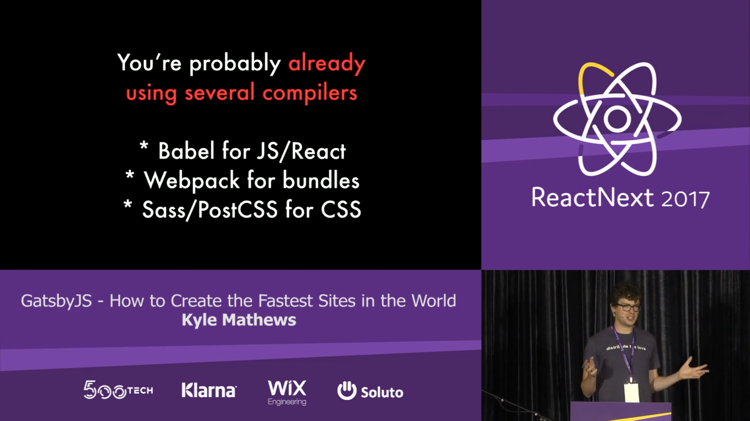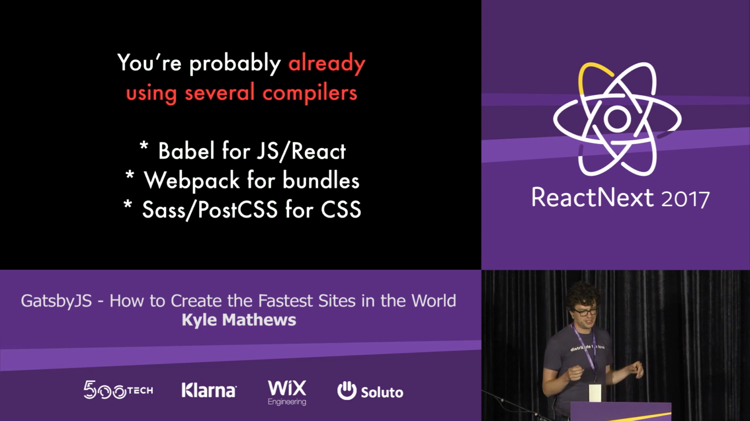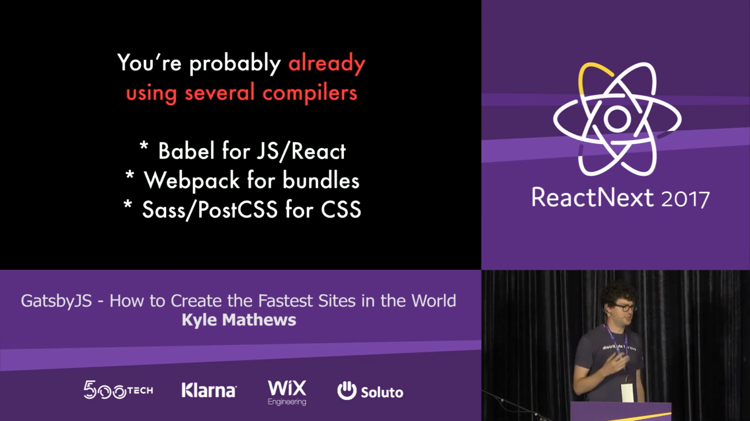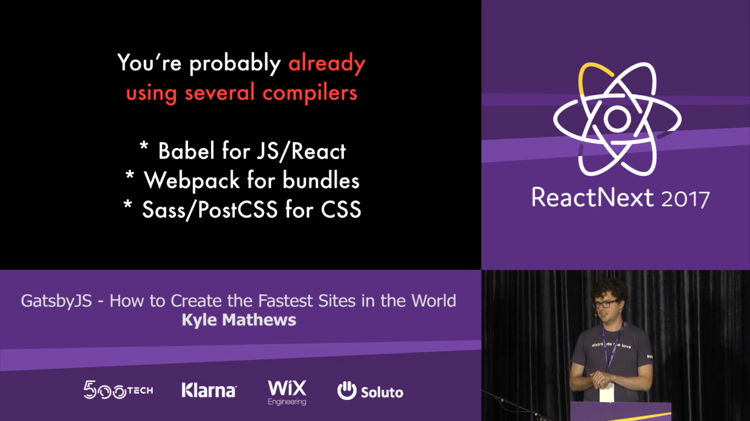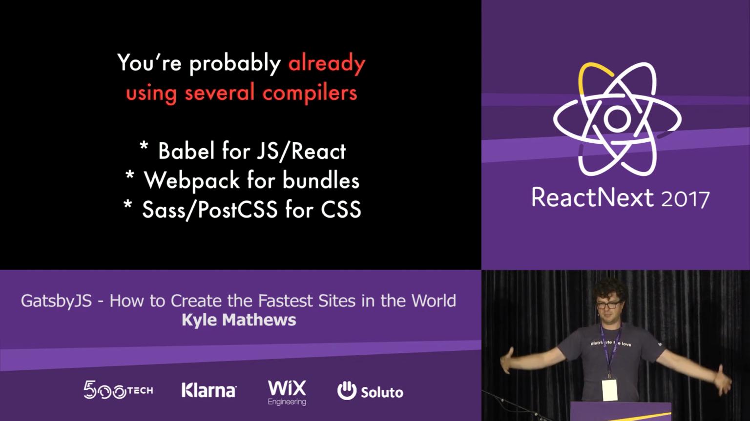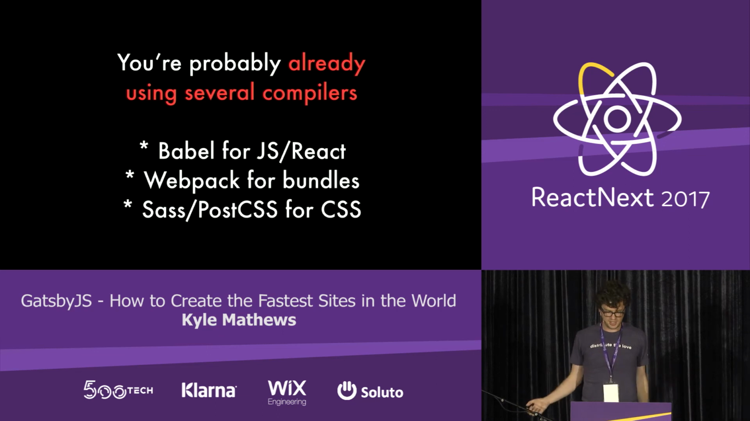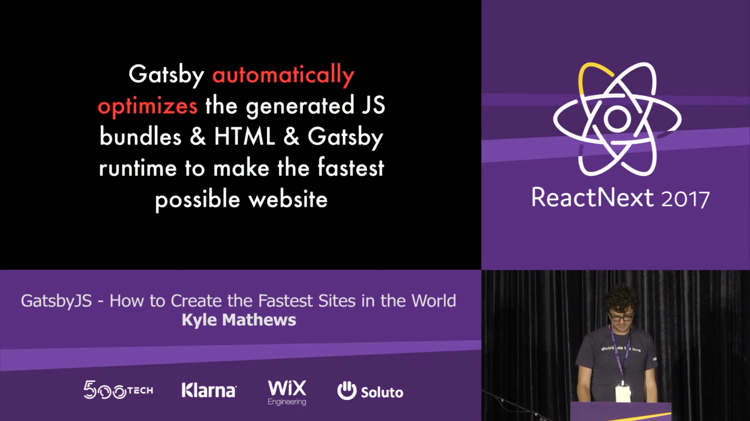And if compiler is a newish idea to you, you're already probably using several compilers. Babel is a compiler. Webpack is more or less a compiler. Most CSS is run through compilers and so forth. So it's already a big part of our web stack. And I think of Gatsby as a higher level abstraction compiler, where it optimizes the whole site and the runtime and loading of resources and on and on.